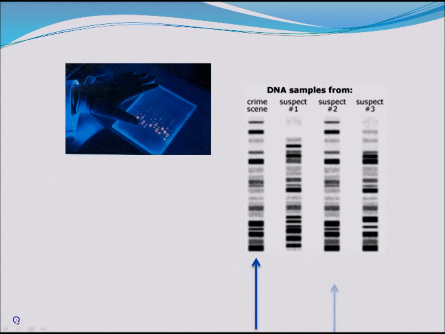If you said suspect number 2, you are right. That places that person at the crime scene. A forensic scientist can now report this as evidence to the police, a criminal investigator, and possibly to the court of law.